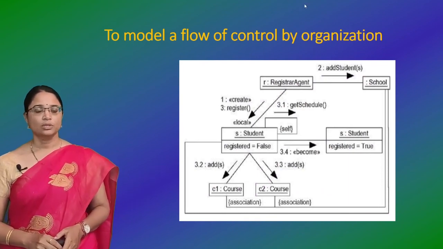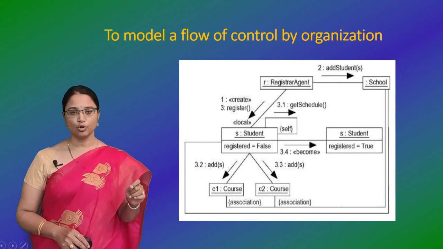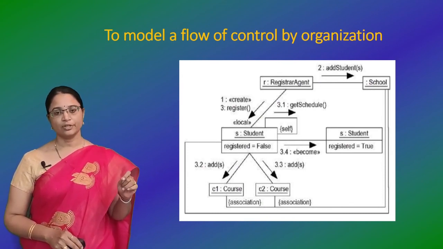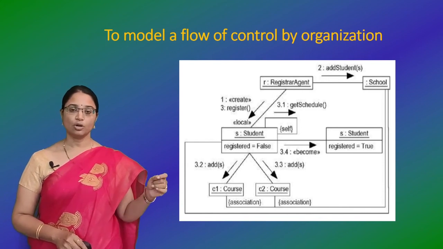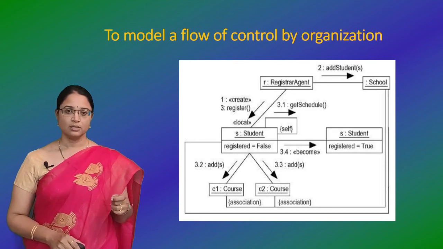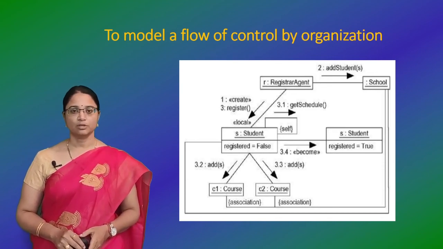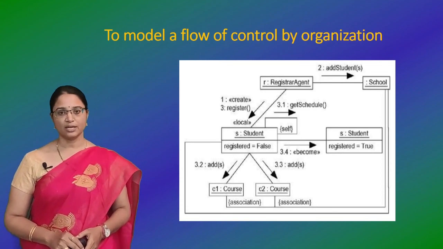Okay, so what are the main points you need to consider? In the sequence diagram, you need to concentrate more on the objects with the lifelines and the focus of control. Coming to the collaboration diagrams, you need to concentrate more on the links and the sequence numbers of the messages. Okay, this is regarding the interaction diagrams.